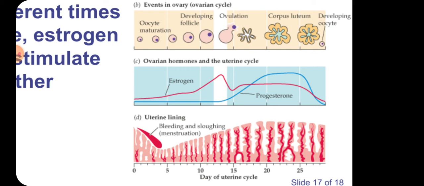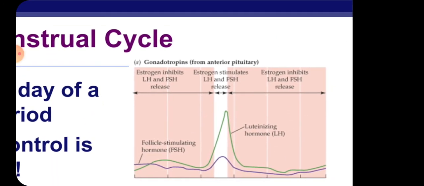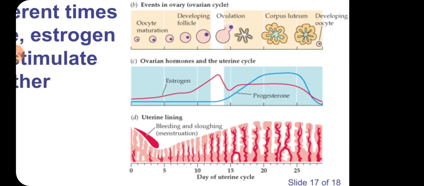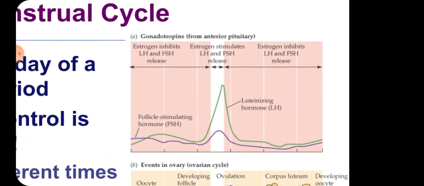Bleeding and sloughing off starts. There is no fertilization in this. The days are from 0 to 10 days, day of uterine cycle in this D, uterine lining. Once again, when we come to the estrogen level, estrogen stimulates LH and FSH release. If we come below, we can see this is day 15, when the levels of estrogen and luteinizing hormone are very high and the levels of follicle stimulating hormone are low.